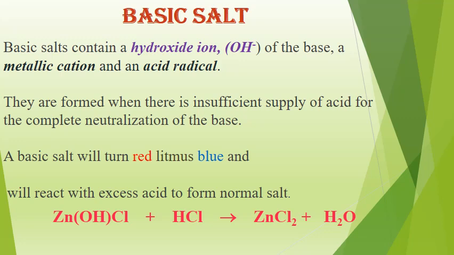Now a basic salt contains a hydroxide ion or a hydroxyl ion of the base, a metallic cation and an acid radical. And obviously a basic salt will turn red litmus blue because of the presence of these hydroxyl ions. When they dissolve in water, they will dissociate and give rise to hydroxyl ions. As a result, red litmus will turn blue.